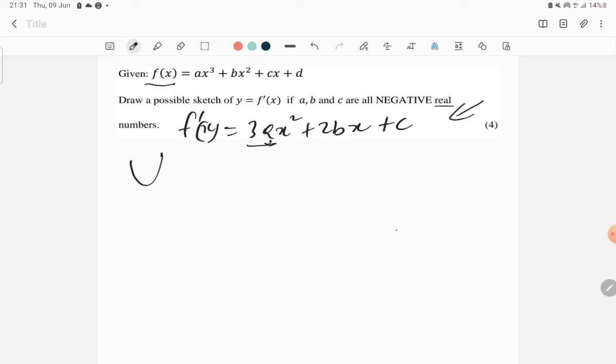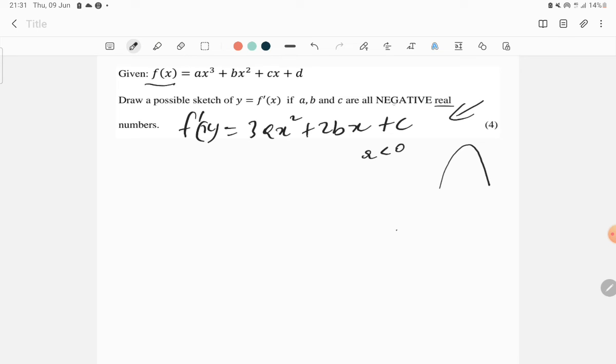The second one: a must be negative. For a to be negative, the shape of the graph has to concave downwards. Good. So a is negative, a must be less than 0, therefore the graph is concaving downwards. Then b is negative as well.